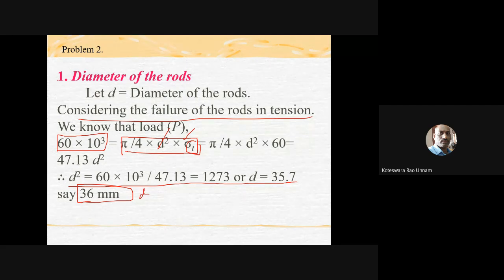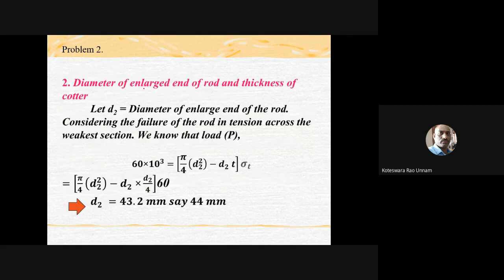In the first step, we calculated d, the diameter of the rod. Then we'll move to the next one, that is d2, the diameter of the enlarged end of the rod, and the thickness of the cotter also. Here we need to calculate both.